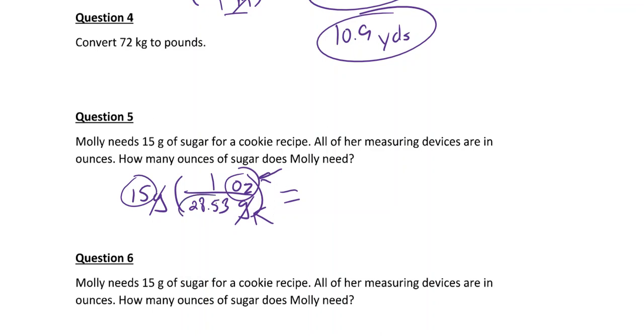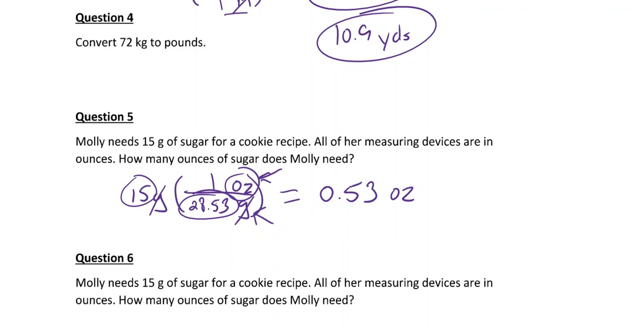Do you kind of see, if the number is in the bottom of the fraction there, then multiplying by 1 over 28.53 is the same thing as just dividing by 28.53. Okay, so whatever that is. So 15 divided by 28.53. So we end up with 0.53 ounces.